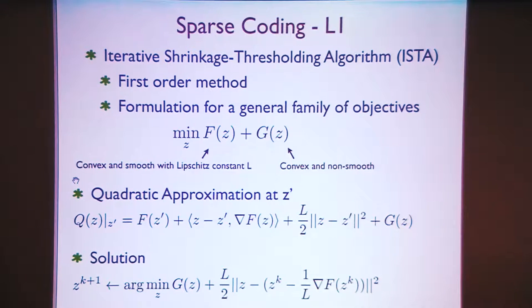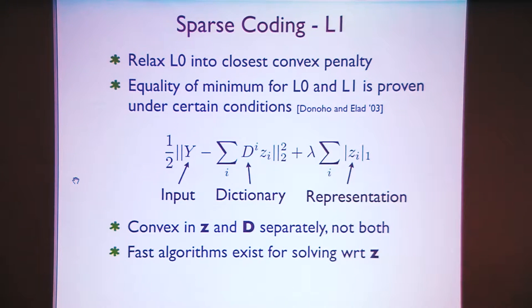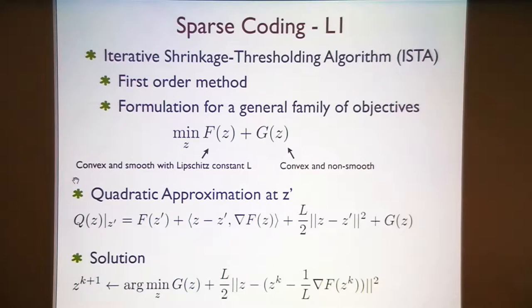So the problem we are facing to find a z here is to minimize the sum of two functions, a quadratic function and a sort of non-smooth L1 function. But this function is relatively simple because it's only coordinate per coordinate. You can formulate the general problem like this: convex smooth, Lipschitz constant just means that it's well behaved, and convex and non-smooth on this side. And so what you can do is some sort of quadratic approximation of this function around the point z prime, and kind of split. And I'm sure Stan will talk about this.